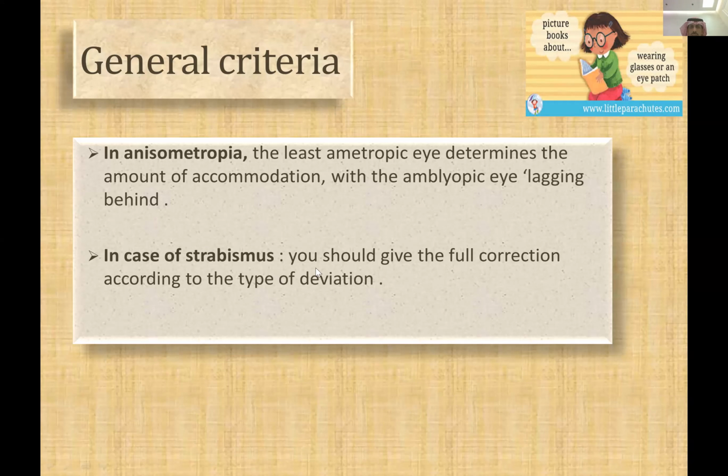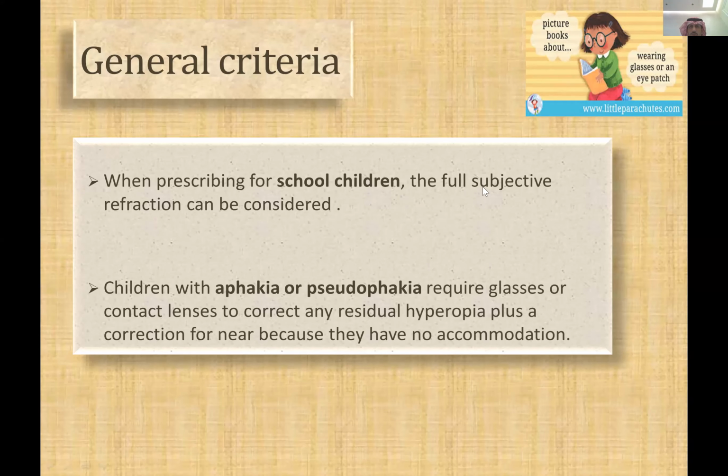In case of strabismus, you should give the full correction according to the type of deviation, of course. When prescribing for school children, always consider the full subjective refraction. Children with aphakia or pseudophakia require glasses or contact lenses to correct the residual hyperopia, plus a correction for near because they don't have accommodation.